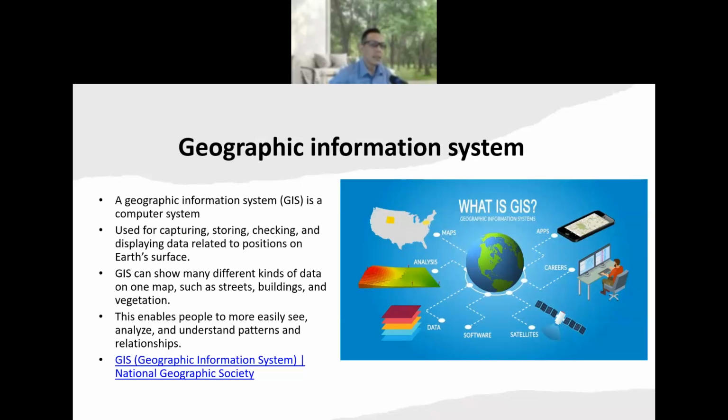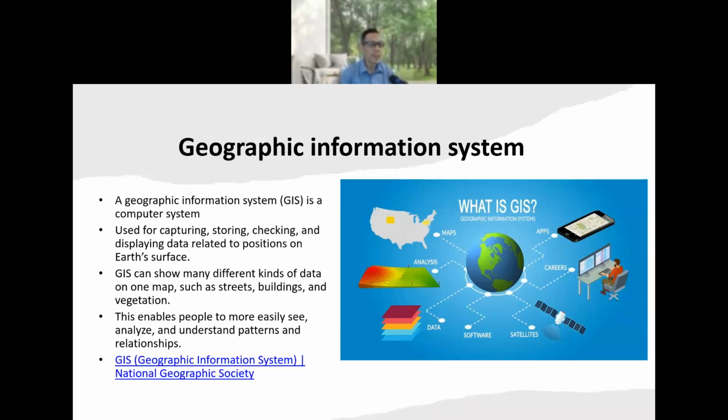Because GIS is a computer system that contains information about the geography. So a GIS system captures, stores, checks, and also displays data related to position on the Earth's surface. So again, it captures, it stores, it checks, it displays. So it is an information system.